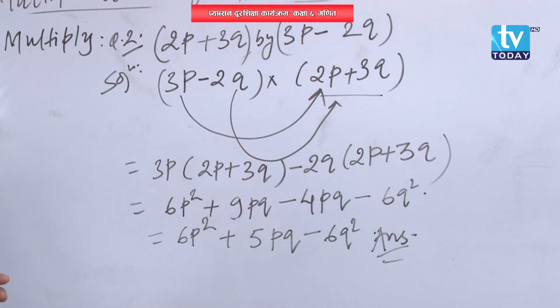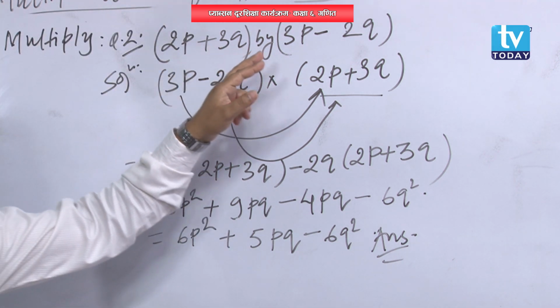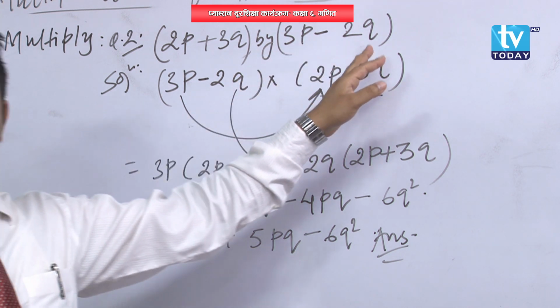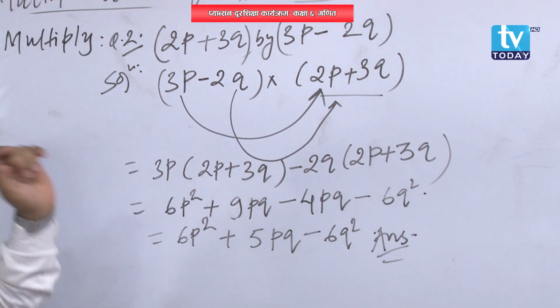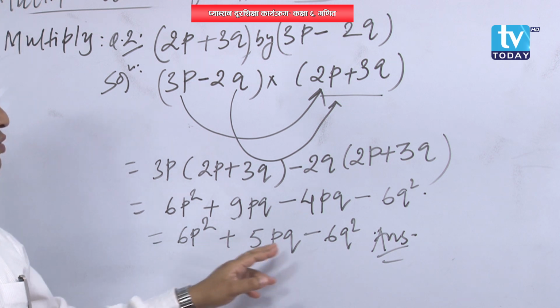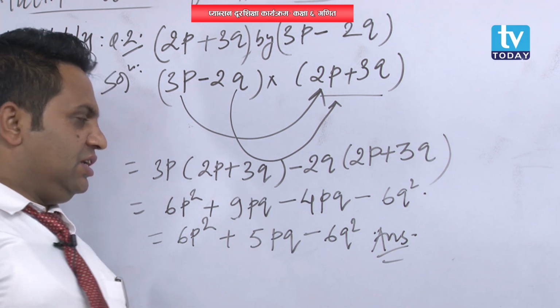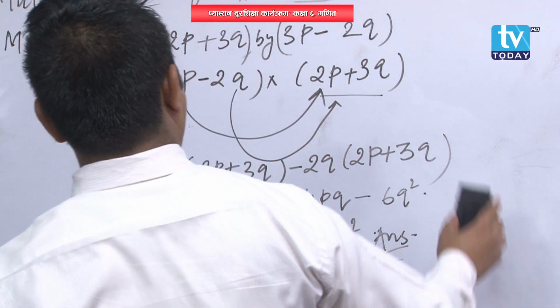If you multiply 2p plus 3q by 3p minus 2q, you will get 6p square plus 5pq minus 6q square. Is that clear?